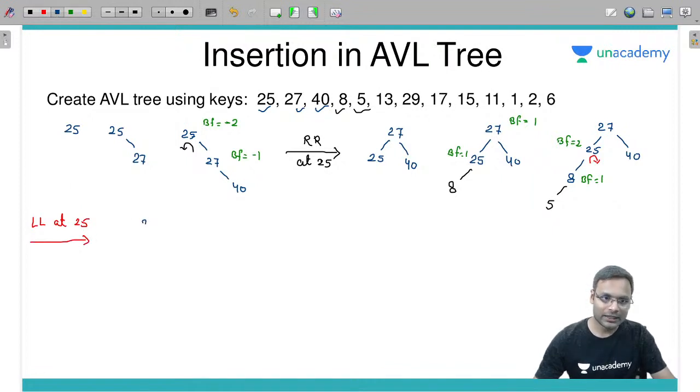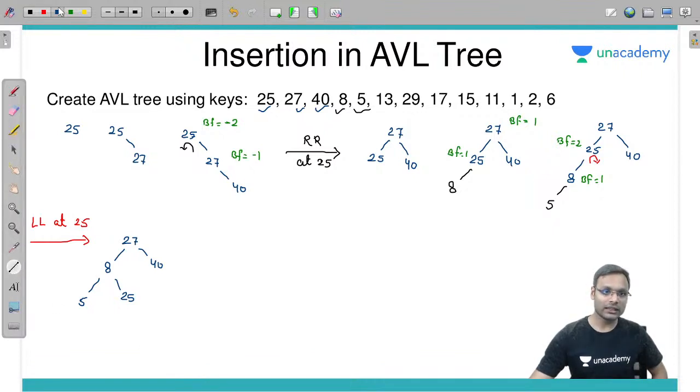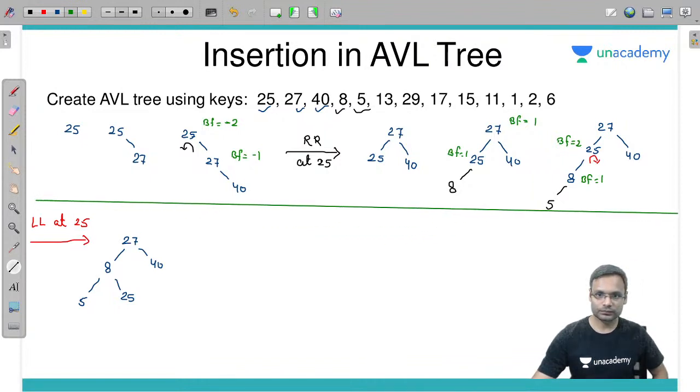First of all, 27 will be on the root only, right side. Let me bring it down a bit. So 27 will be on the root only, right side 40, 27's left is 8. After rotation, 8 goes up, right side 25 and left side is 5. Just check whether this much is clear to everyone and whether you have made it till here. If you got this much, then we will go further.